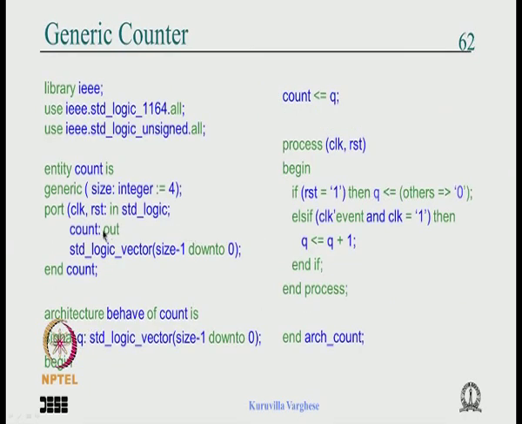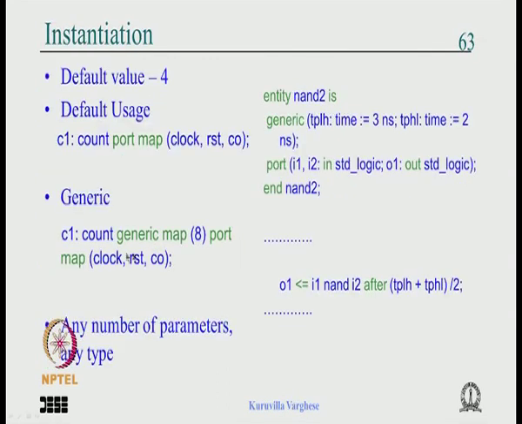Say you can think of a generic with size integer equal to 4 and then you have a semicolon, then you say width colon integer equal to some default value and so on. So any number of generic parameters are possible, and when you map it you can say generic map, then the size is mapped to something, width is mapped to something, with a named association you can say that. So that is shown as an example here.